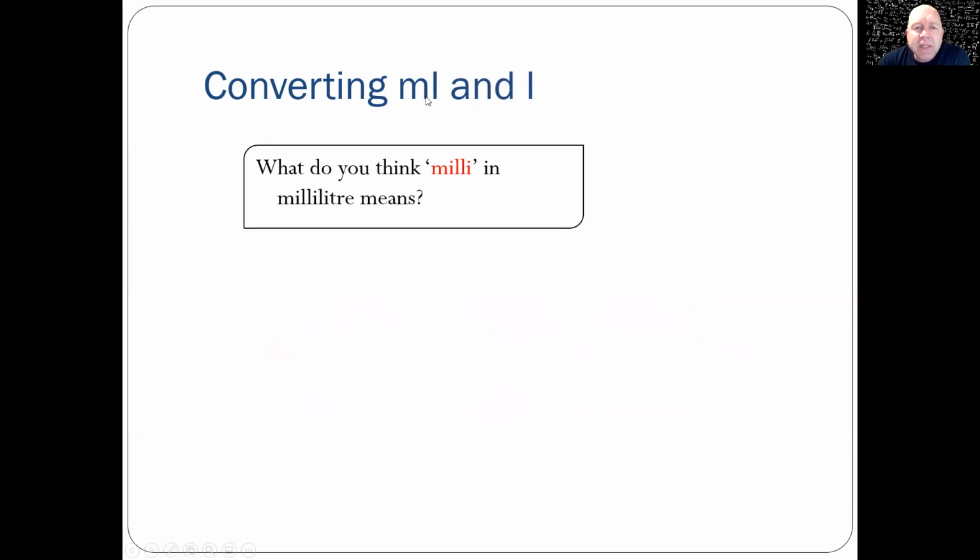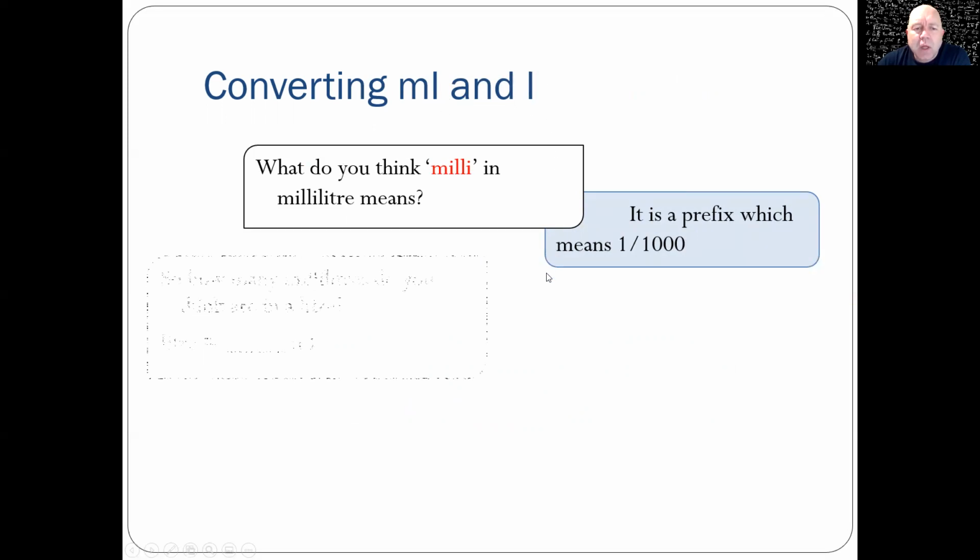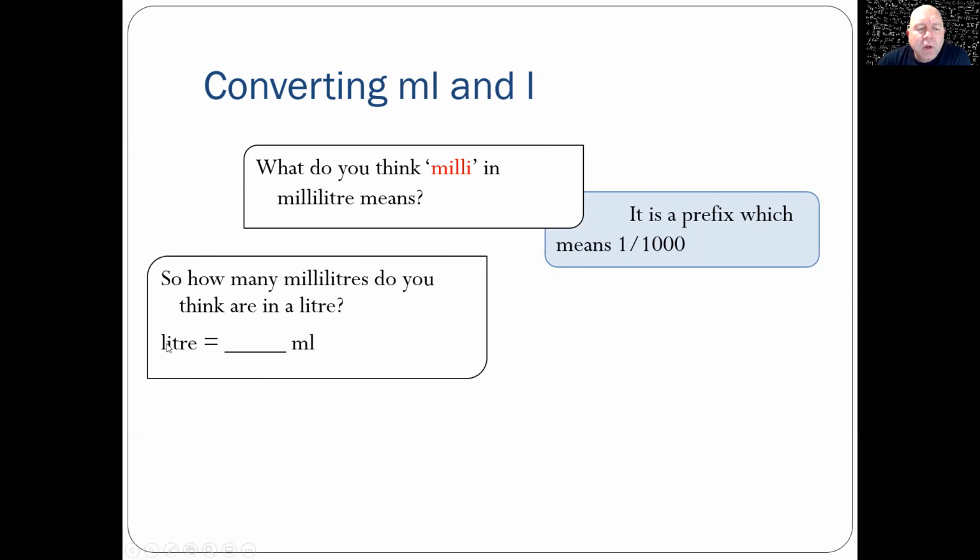Now, in milliliters, or millimeters for that matter, what do you think the milli means? Well, milli is a prefix which means 1,000th. So you need 1,000 of these little fellas to make one of these big ones. So 1 liter is the same as how many milliliters? It's 1,000. In the same way, 1 meter is the same as 1,000 millimeters.